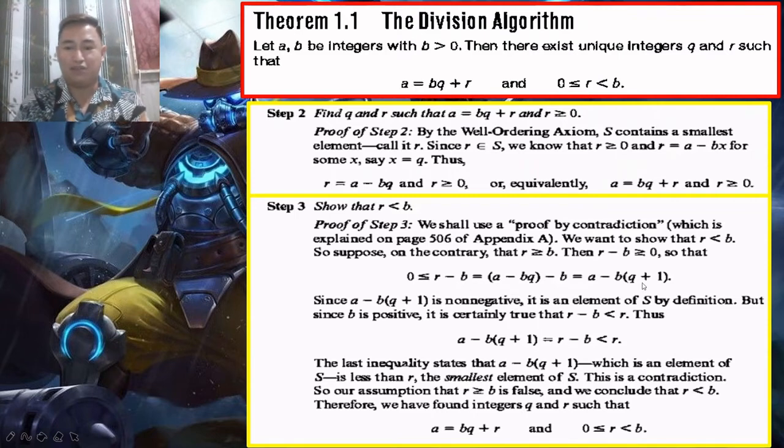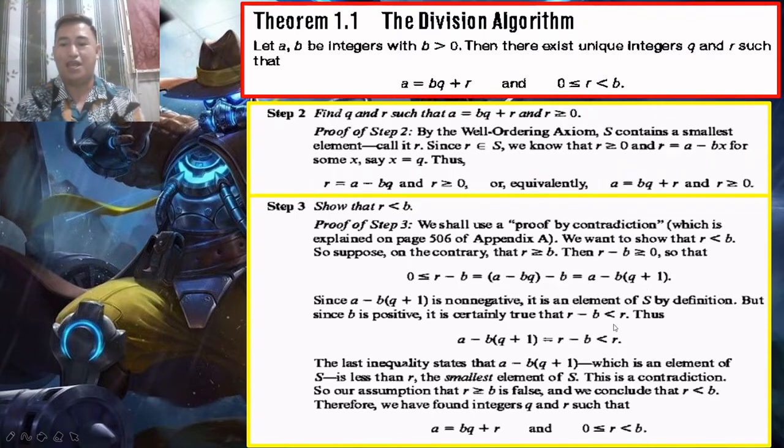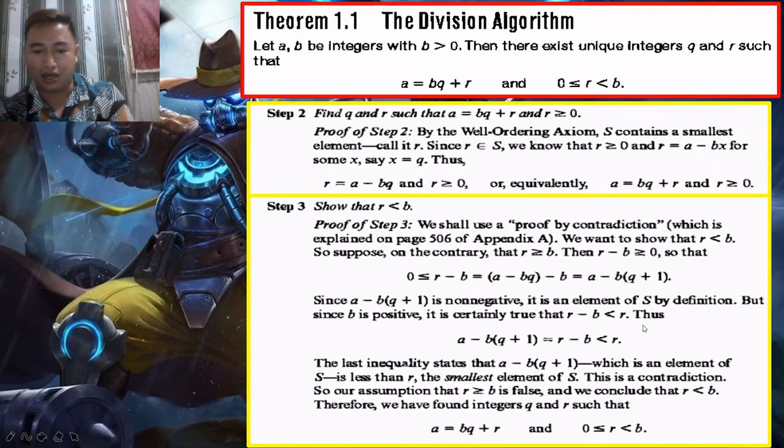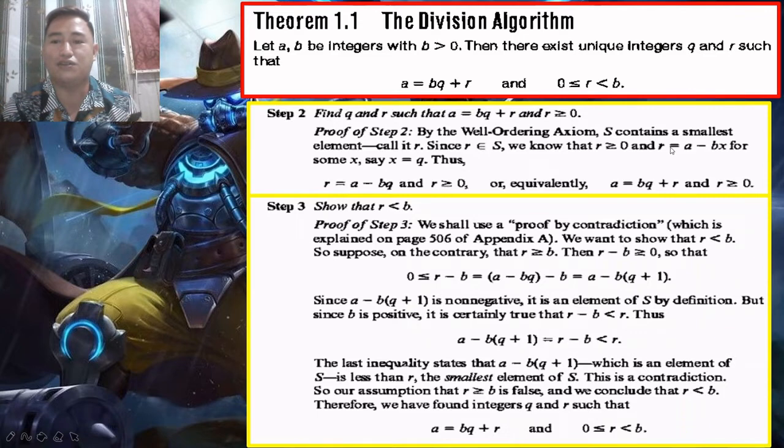Since it is equal to r minus b, which we just showed is less than r, then a minus b times q plus 1 is less than r. But what is r? r is the smallest element of S. So the last inequality states that a minus b times q plus 1, which is an element of S, is less than r. But r is the smallest element of S. So this is a contradiction.